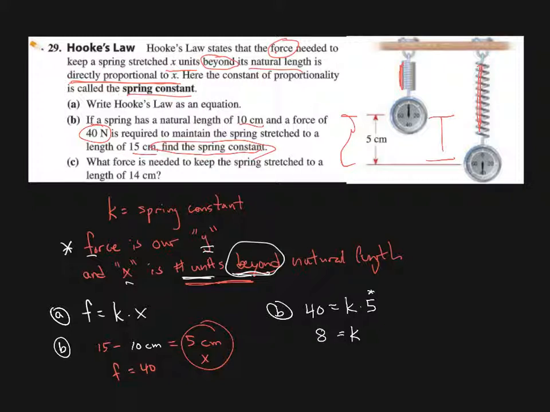Now that we have our spring constant, we can easily land the answer for C by going back in and saying force is equal to 8 times x, where x is the natural. And it says what force is needed to keep the spring to a length of 14. Keep in mind that this is not 14. You have to subtract the 10 from that to get your answer. So go ahead and complete C on your own. Don't forget to include units for an answer.